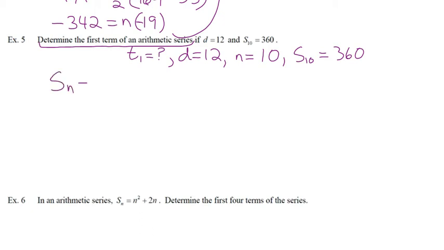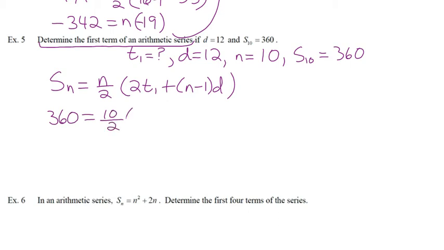So let's write it out. S sub N equals N over 2 times 2T1 plus N minus 1 times D. Right? And let's fill in. What's the secret to math, right? It's like formula, substitution, answer. We got our formula. Let's sub into the formula. We know that S sub N is 360. We know that N is 10. We know that T1 is T1. We know that N is 10. And we know that D is 12.